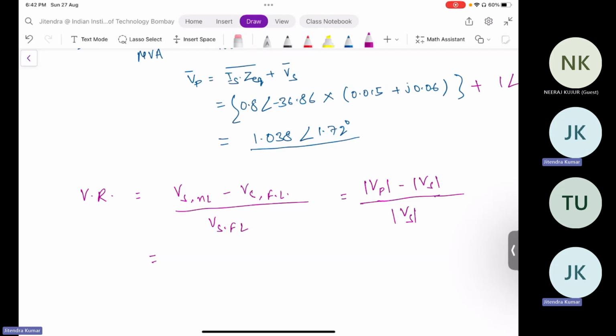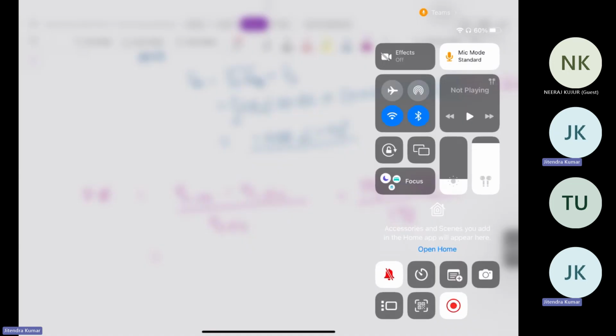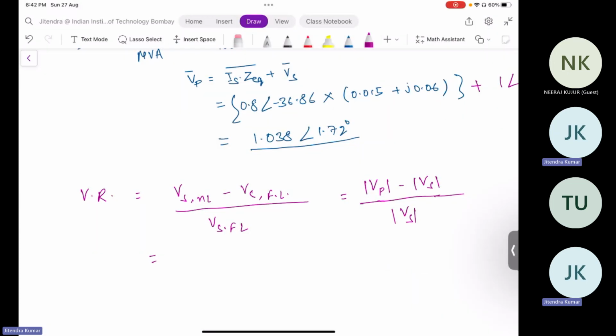Hello, sir. Sir, the secondary no load value was replaced by the primary value, sir. Yes. You have a doubt in that? Yes, good that you have a doubt in that.